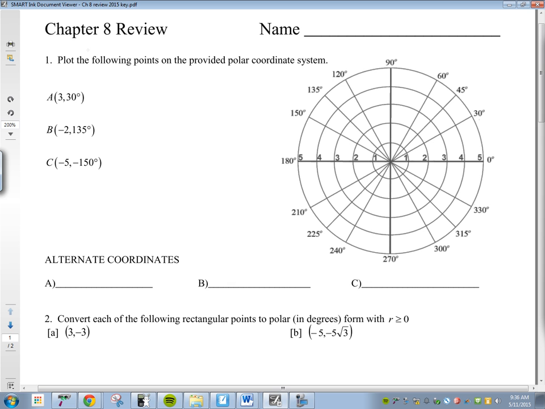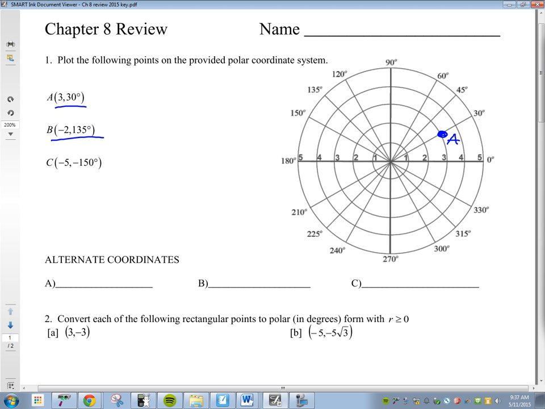So these are the parts that are on the quiz. You've got graphing points, alternate points, converting points, converting equations, and graphing. Okay? So let's look at these. I'm graphing 3, 30. That should be easy. Negative 2, 135. So I go to 135.